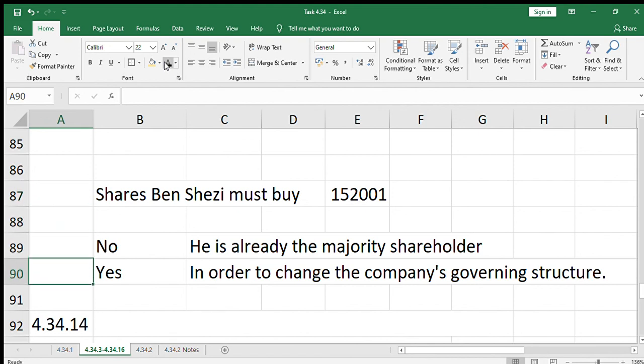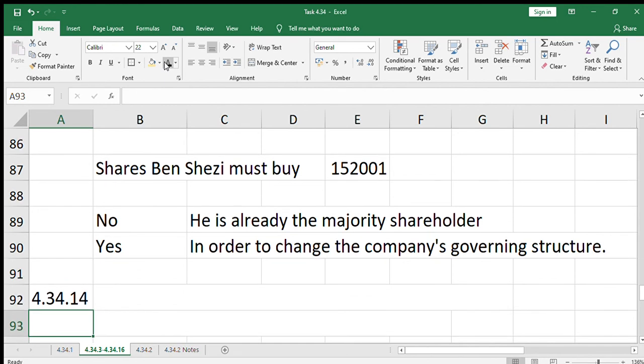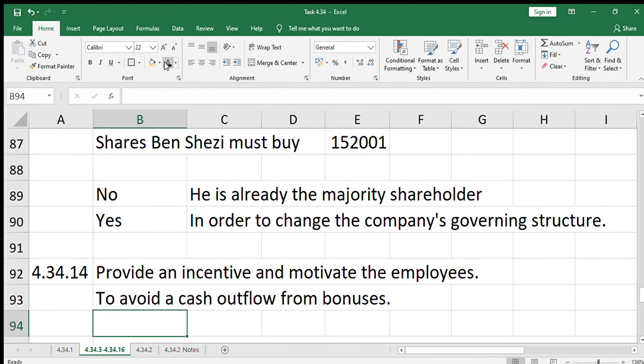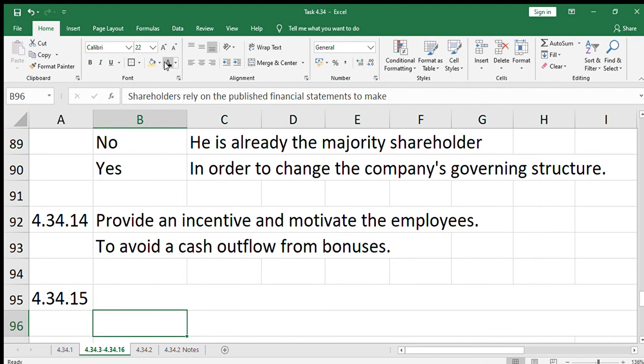4.34.14. One of the directors feels it would be a good idea to give 2,000 shares each to the 50 employees instead of selling them. What reasons would you have to suggest this? Explain. To provide an incentive and motivate the employees, and to avoid a cash outflow from bonuses. Okay, those are the reasons.